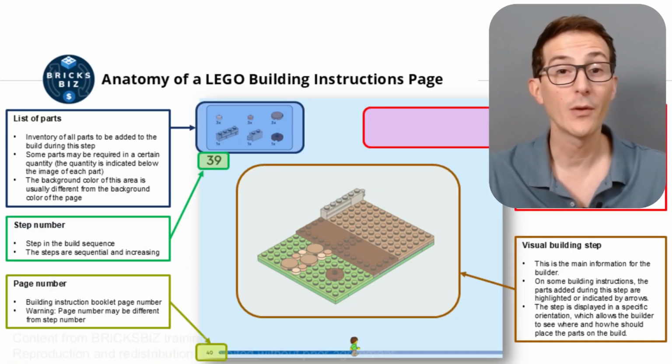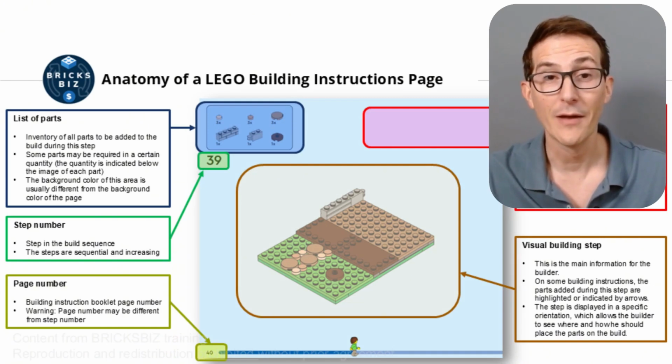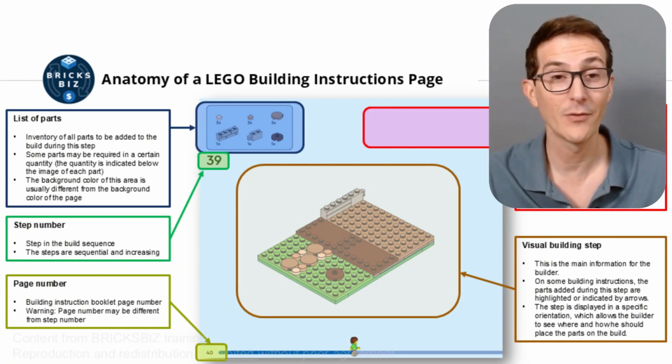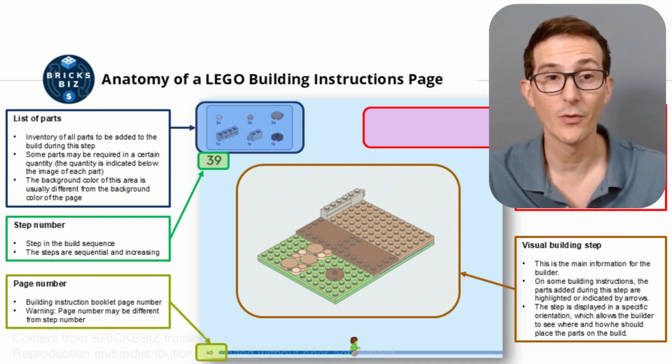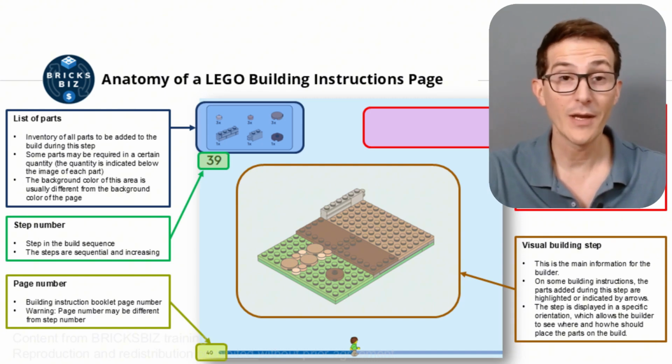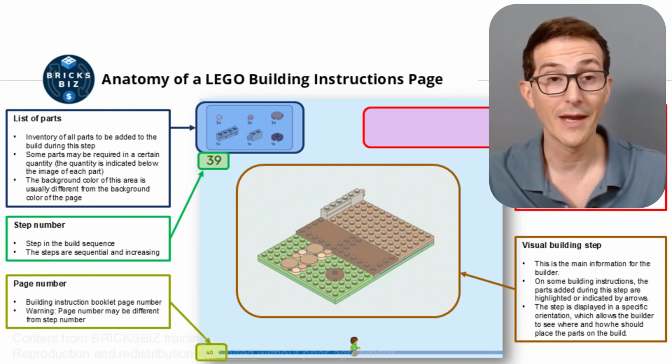Within a page of LEGO building instructions, you'll find mostly the same type of information. Each page contains a list of parts to be added to your LEGO model during a given building step, also indicated on the page. Some of the parts in this inventory may be required in a certain quantity. In this case, the quantity is indicated below the image of each part. You may notice that the background color of this area is generally different from the overall background color of the page. Within an instruction page, there is also a step number and a page number.